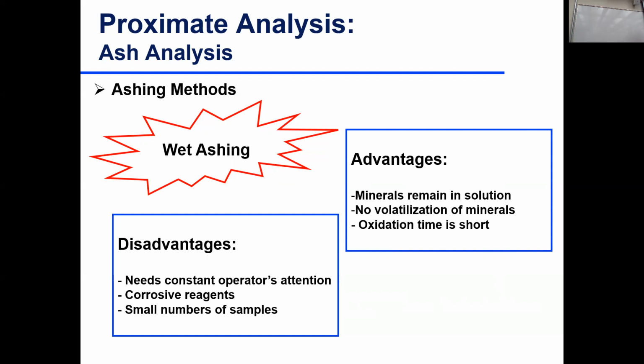And the sample size compared to dry ashing is relatively low. I believe 10 to 20 samples you might be done, depending on how practiced you are. But if you want to do the dry ashing to check the total ash content, then depending on the crucible that you are using, you may do like 40 to 60 samples at once.